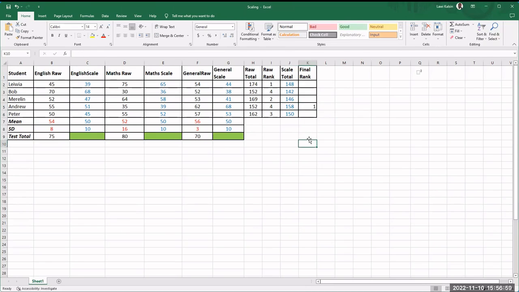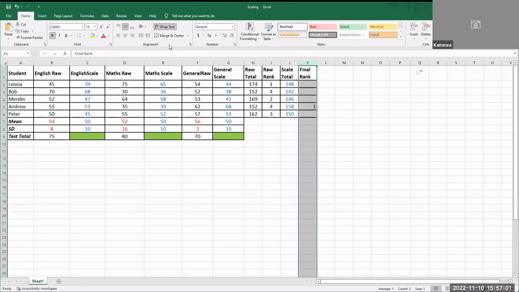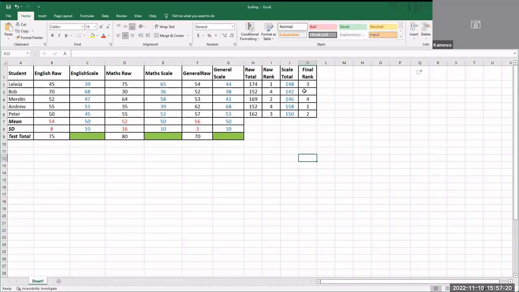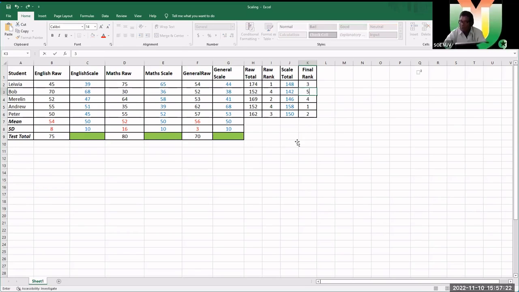Second, Peter. Peter comes second. Lewia is number 3. And then Marilyn, and the last one is Bob.